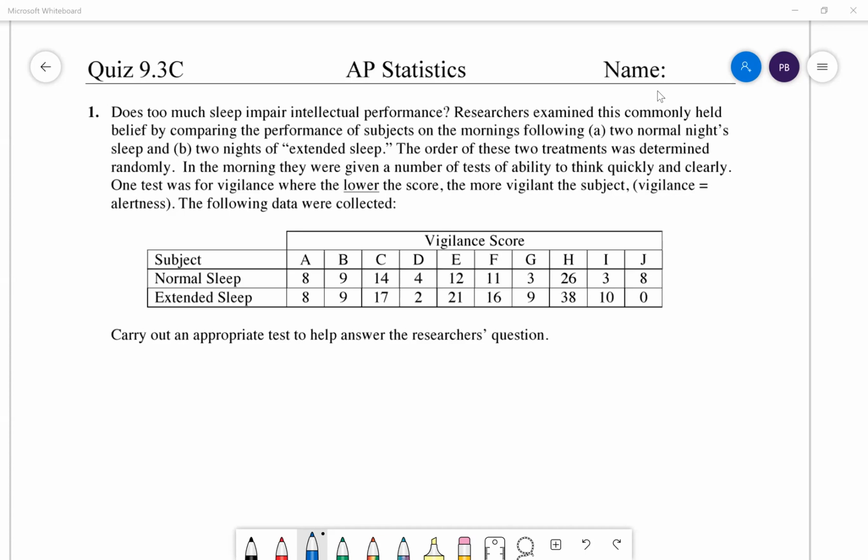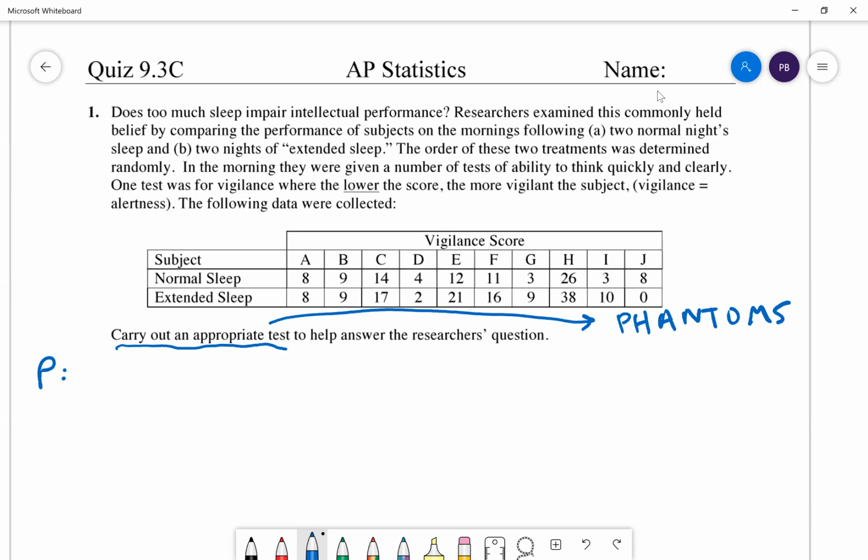So it is asking us here to carry out a test. So that means this is a significance test problem. So for significance tests, we always use PHANTOMS. And this just ensures that we're hitting everything that the AP exam is looking for. So let's start with P. That's where we define our parameter.